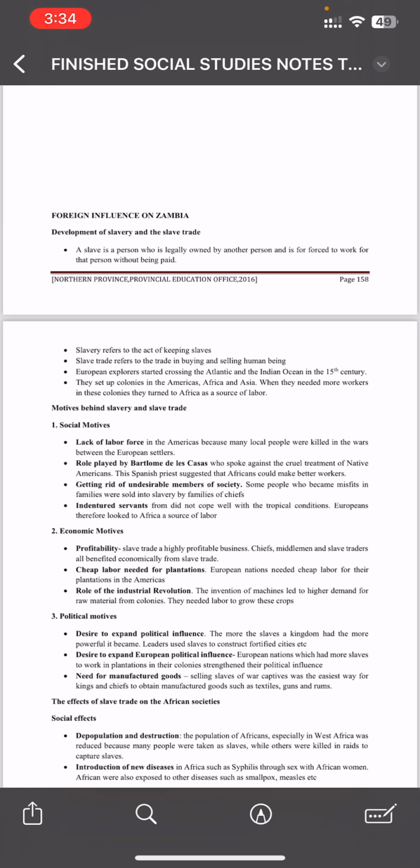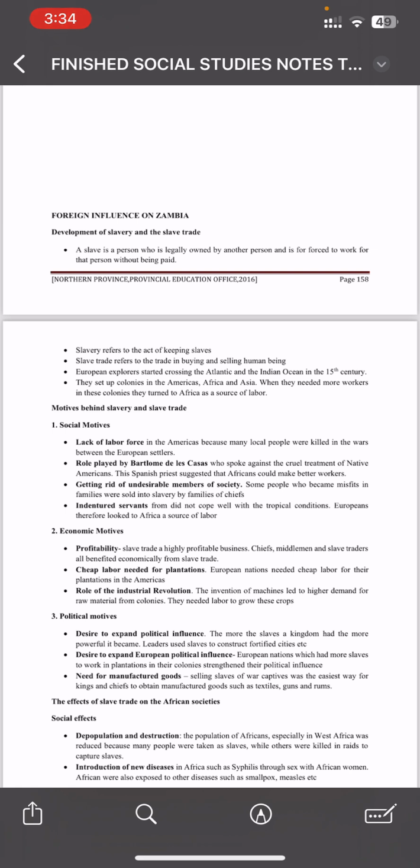When they needed more workers in the colonies, they turned to Africa. So Africa was the source of labor. What were the motives behind slavery and slave trade? There are three motives: social motive, economic motive, and political motive.